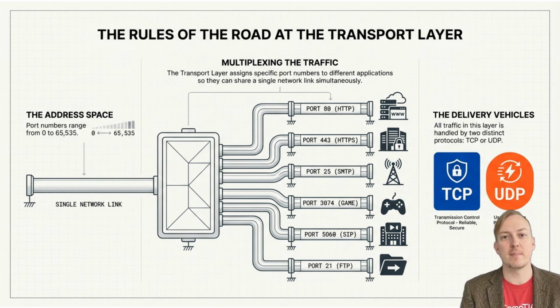Our network has a massive address space with port numbers ranging from 0 all the way to 65,535. We use a process called multiplexing, where the transport layer assigns specific port numbers to different applications so they can all share a single physical network link simultaneously. To move this traffic, we rely on two primary delivery vehicles: TCP, which is reliable and secure, and UDP, which is fast, energetic, and low latency.